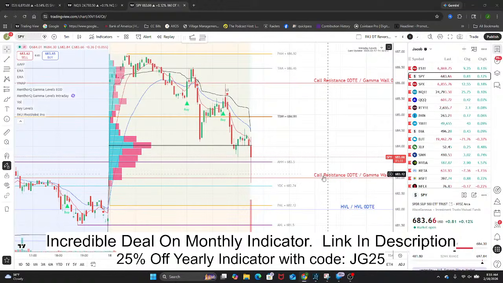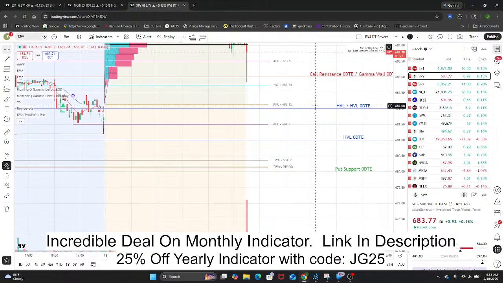And when we're above call resistance, that means positive gamma. So actual true positive gamma is going to be over 686. And when we are below call resistance, we're in normal trading, and below put support is going to be negative gamma.